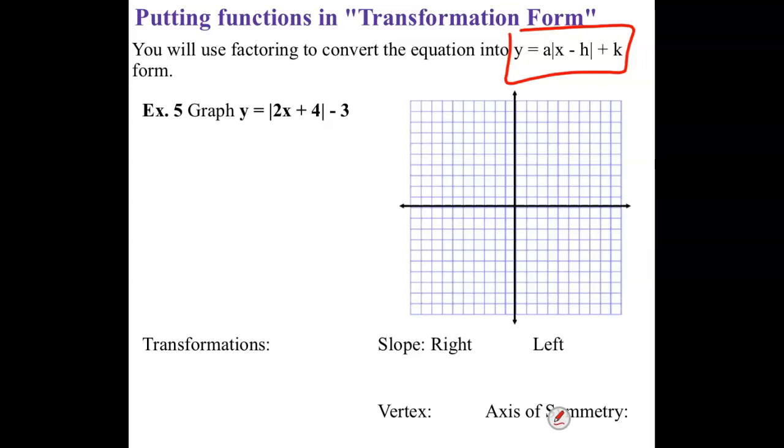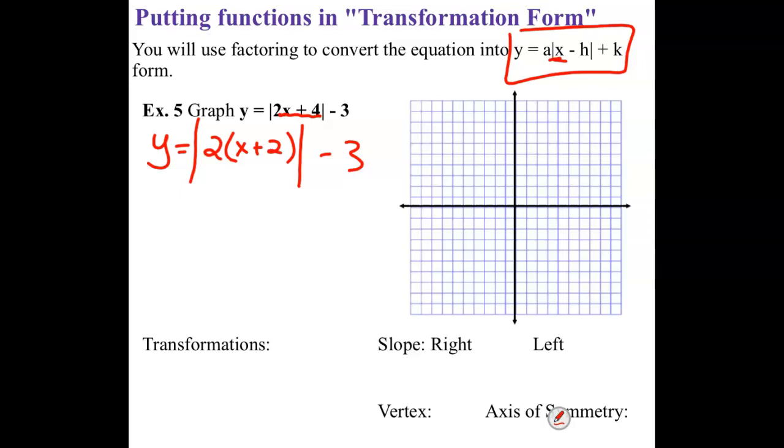In our formula, we want a single x inside that absolute value. We have a 2x. We are going to factor that 2 away from the x. It's important to note that at this point, we still are working inside the absolute value bars. We're just going to factor this part of it. So 2x plus 4, if I factor out a 2, leaves me what?